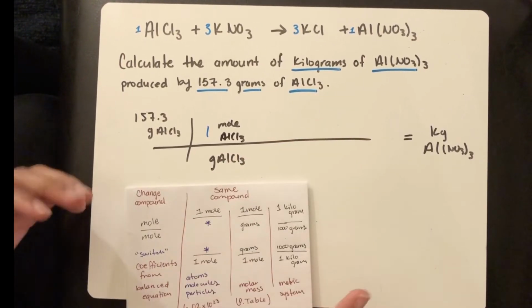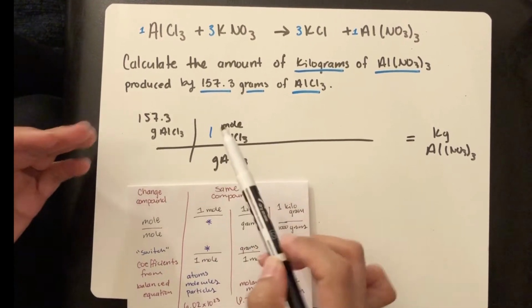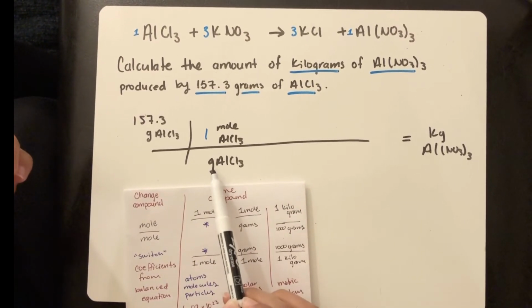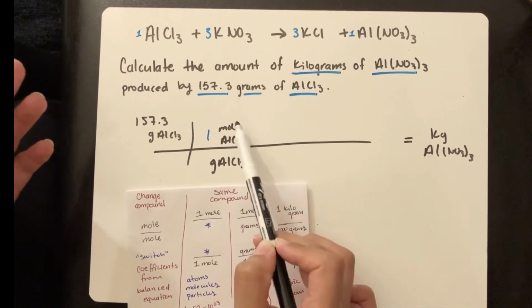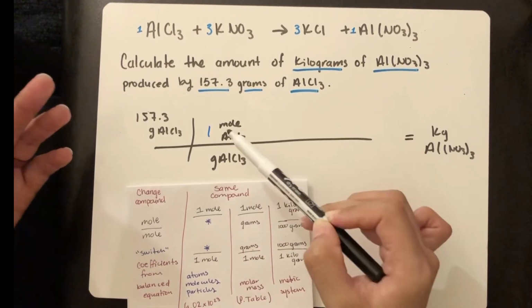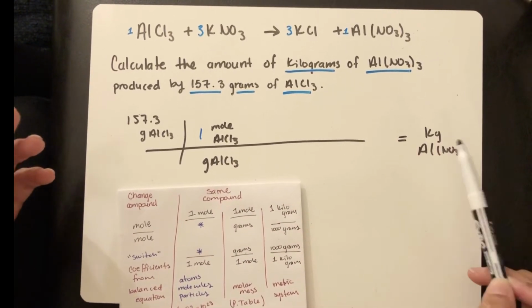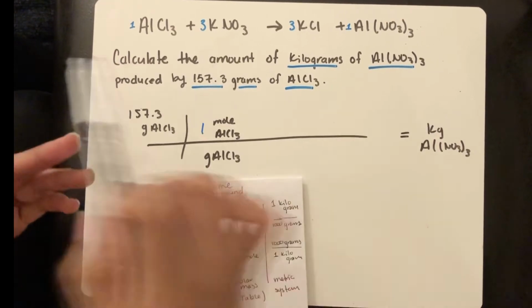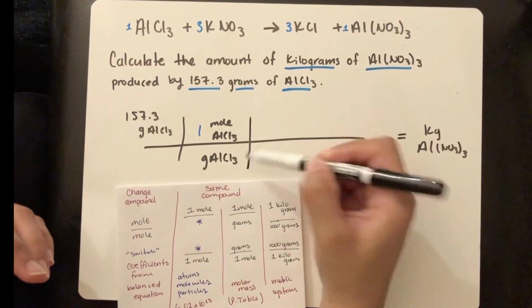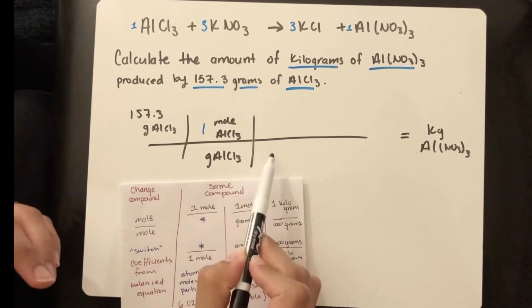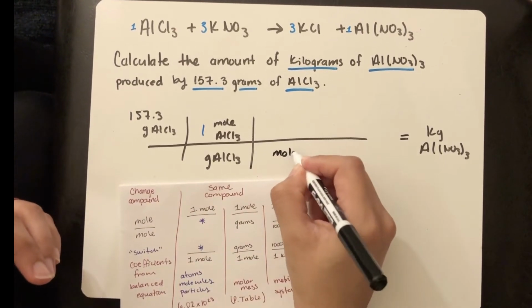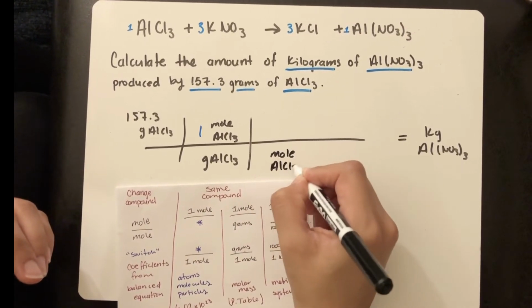So then we stop and we look at what we have. We know that these two are going to cancel down. So we would be left over with mole of aluminum chloride, but that does not equal kilogram of aluminum nitrate. So that tells us then that this particular unit needs to come down to get canceled. So that's what we're gonna do, mole of aluminum chloride.